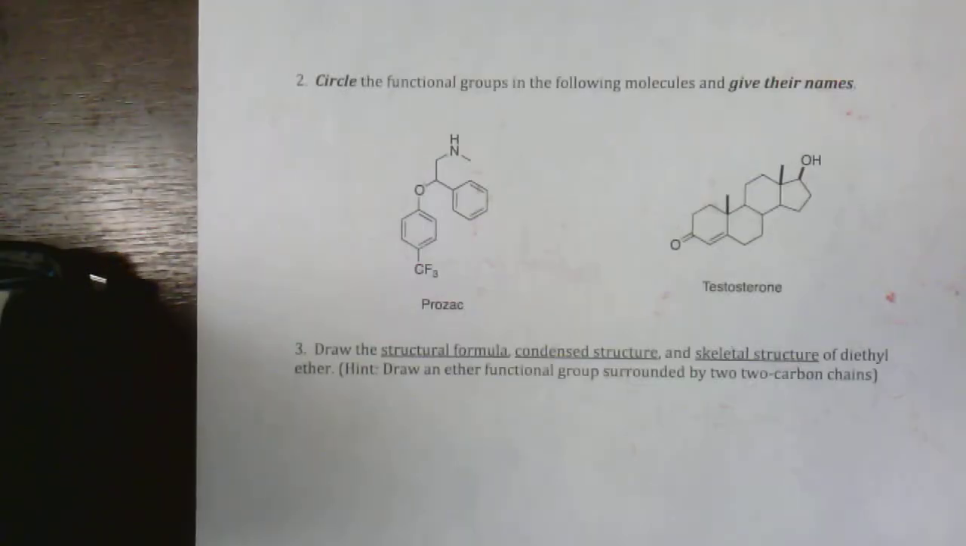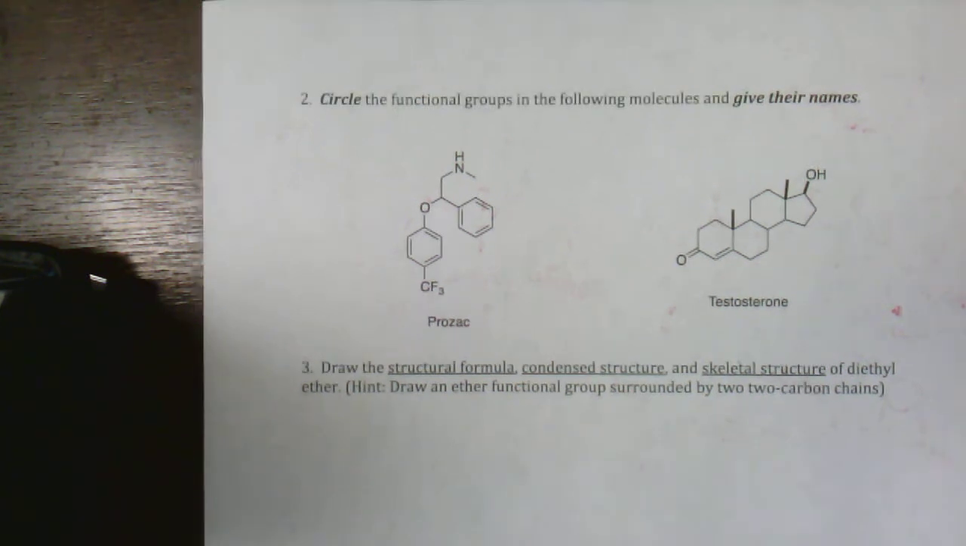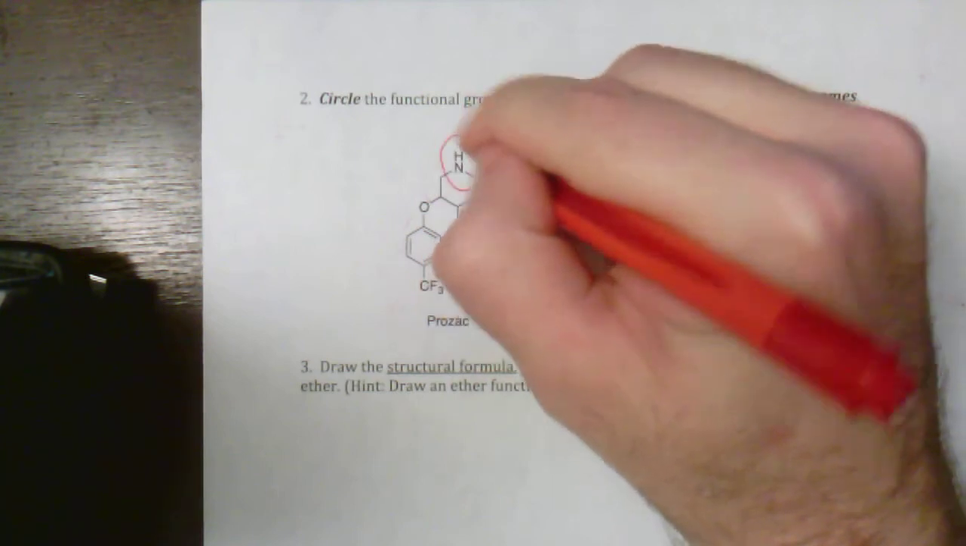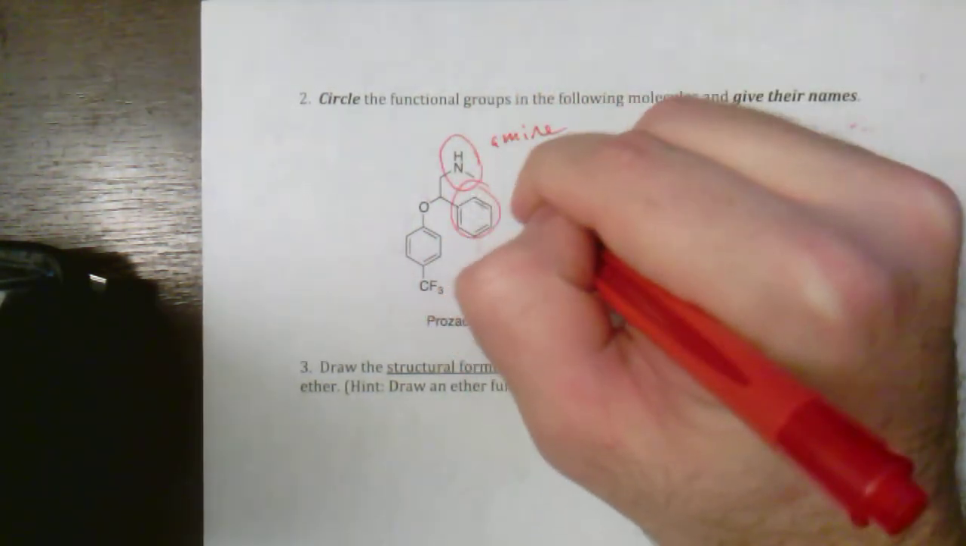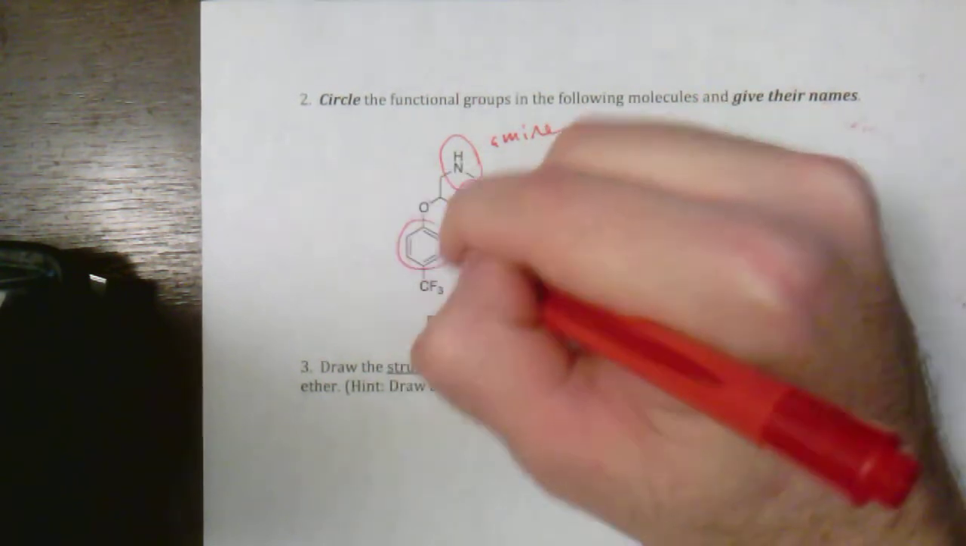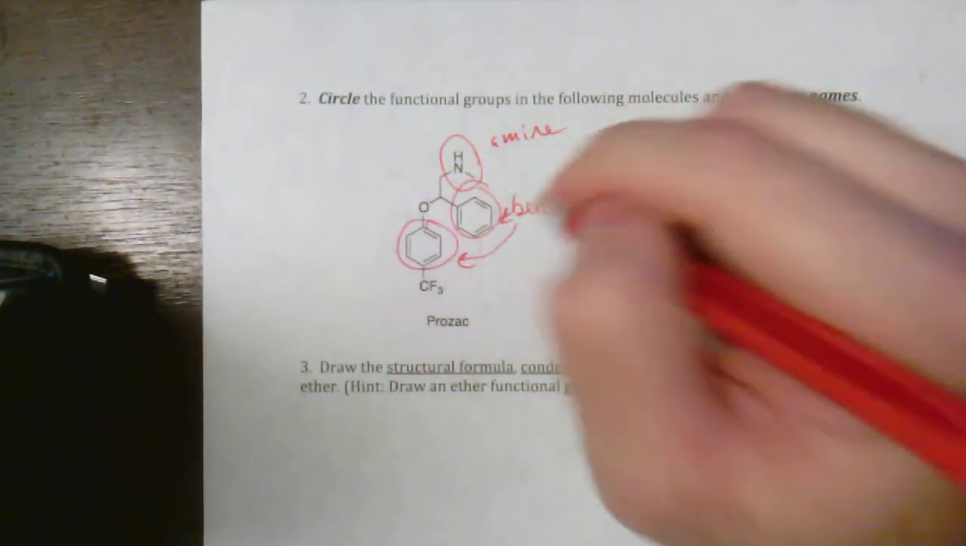Okay, what's on the back of this? Circle functional groups and give their names. So this is kind of the same deal then. Here's a nitrogen, so that's something. It's not on a C double bond O, so that's an amine. Here's a benzene. We know benzene so well at this point that I'm not going to talk about it.